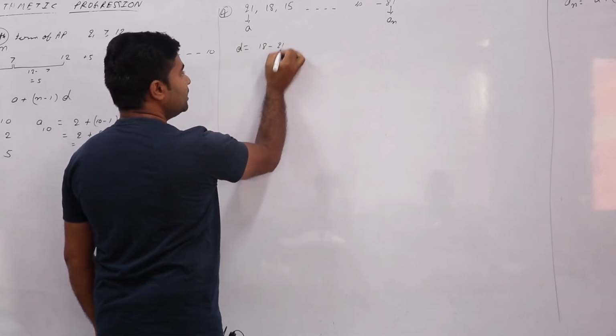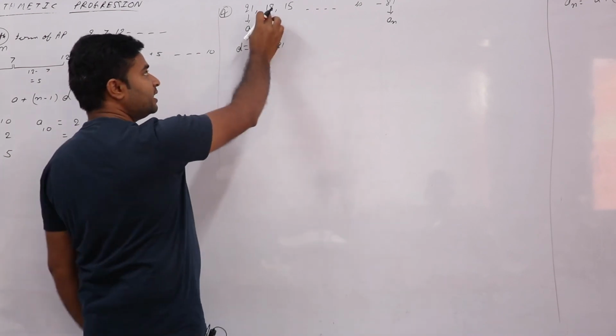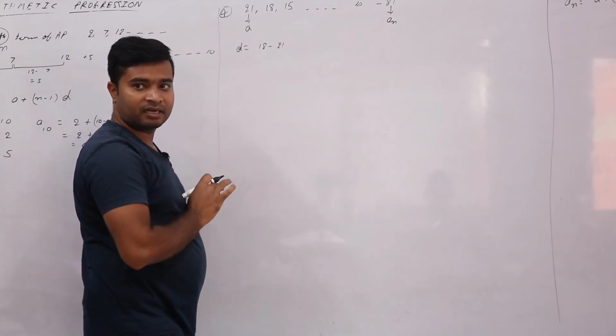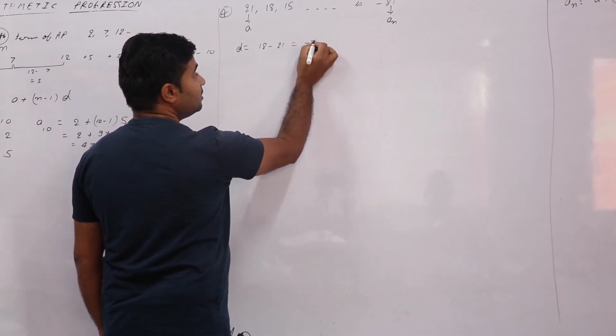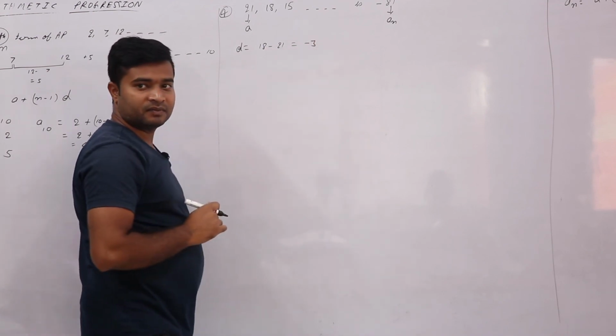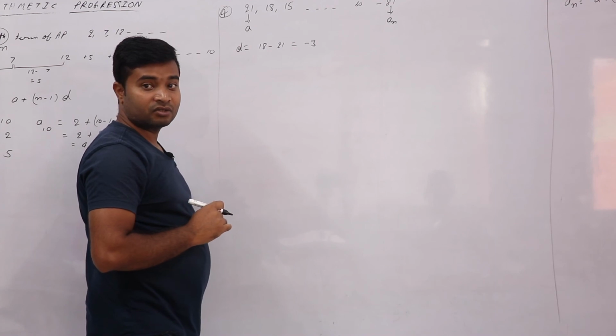18 minus 21. Yes, sir. I told you, second term minus first term. So how much does it become? Zero minus 3, that is minus 3. Yes or no? Yes, sir.